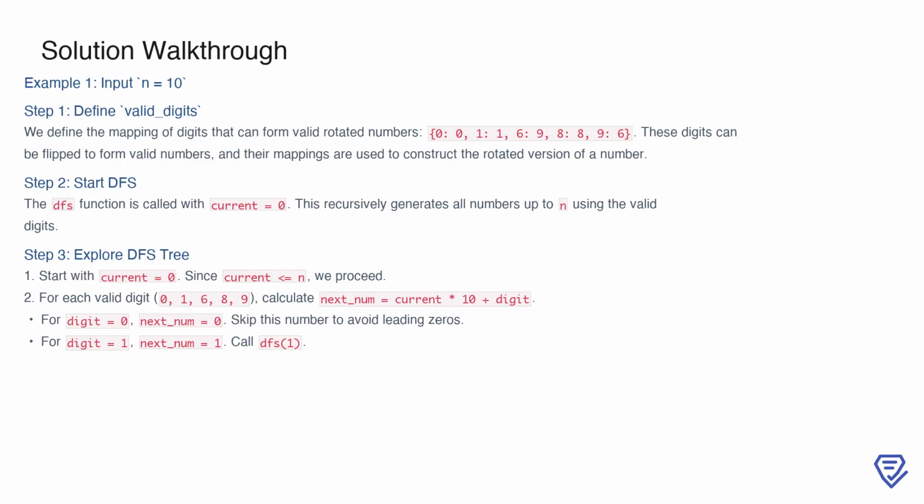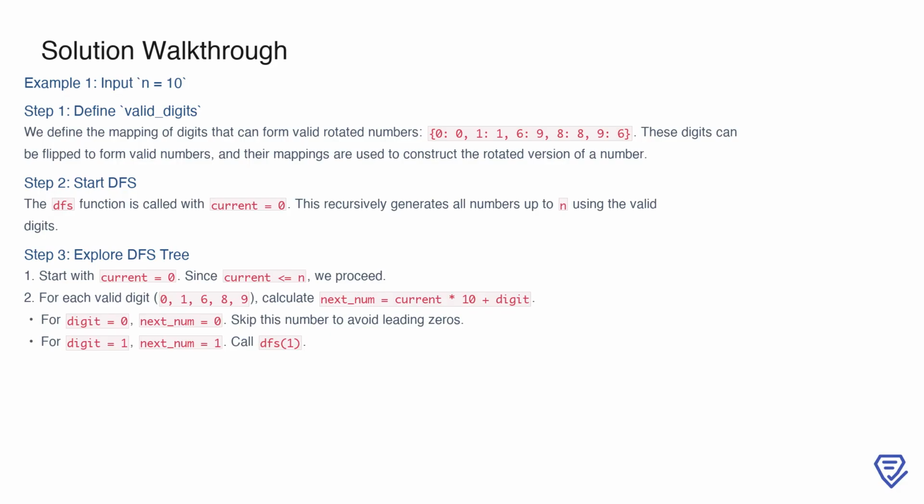To solve the problem, we start by defining the valid digits that can be used to construct rotated numbers. These are 0, 1, 6, 8, and 9, and each digit has a specific mapping when rotated. For example, 6 maps to 9 and 9 maps to 6, while 0, 1, and 8 remain unchanged. This mapping is critical because it helps us determine if a number can be transformed into a valid rotated number.